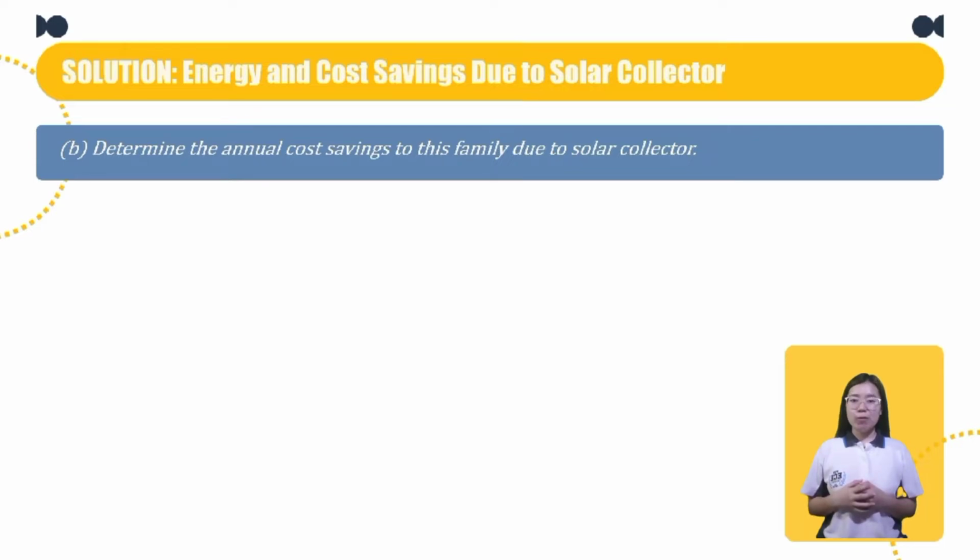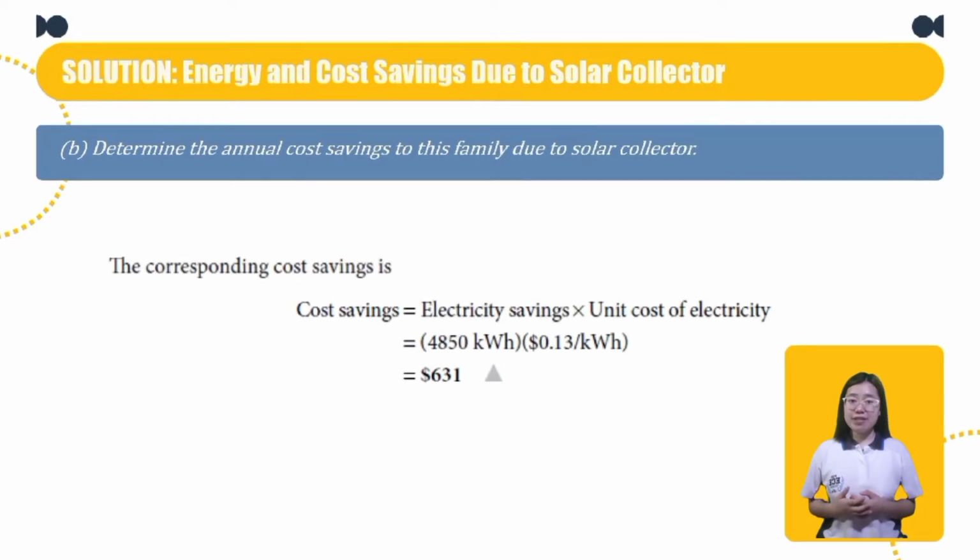Moreover, to determine the annual cost savings to this family due to the solar collector, we only have to multiply the computed electricity savings by the unit cost of electricity, which is already given in the problem. You can try this on your calculator and the answer should be $631. And that's all for flat plate solar collector.